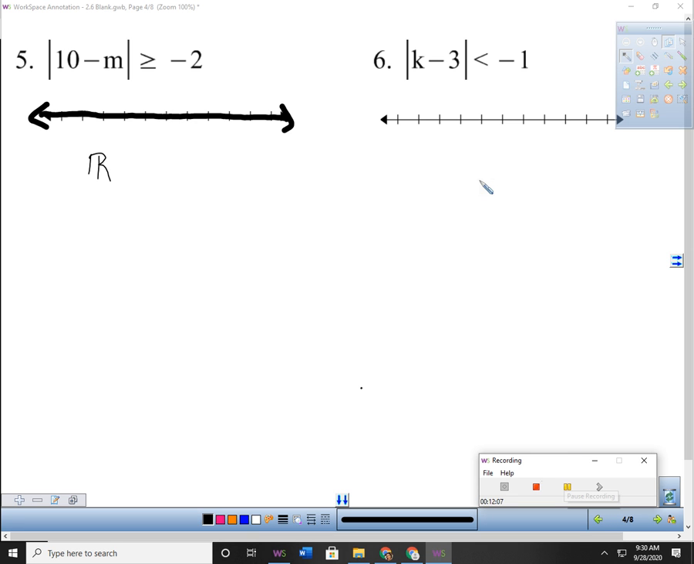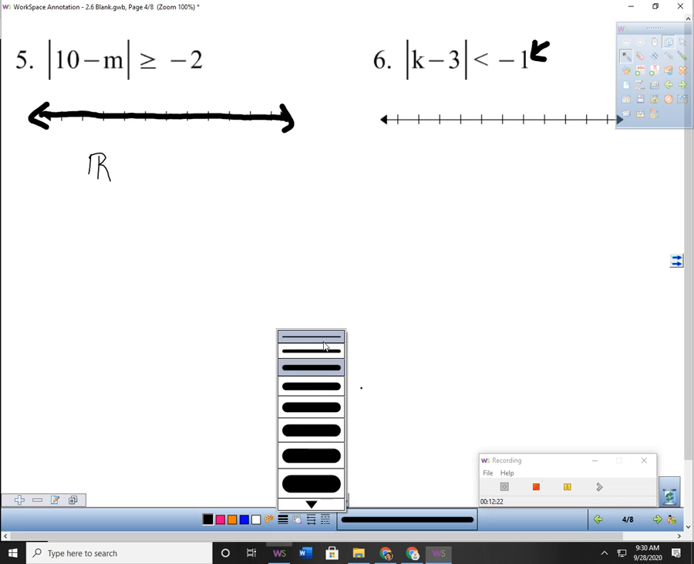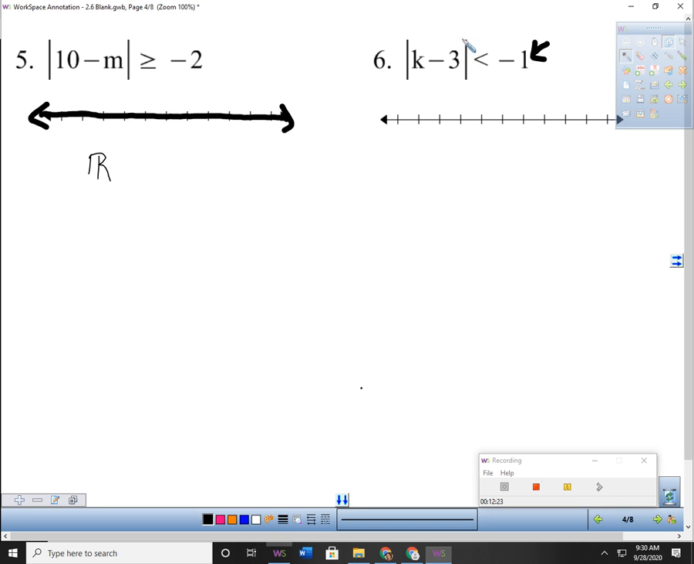Alright, so look at number 6. This says that an absolute value is less than -1. So when we have that negative over here, or 0, then you gotta think, right? You have to give it some thought. Will there ever be a time when you take the absolute value of a number and it be less than -1? No. So that's no solution.